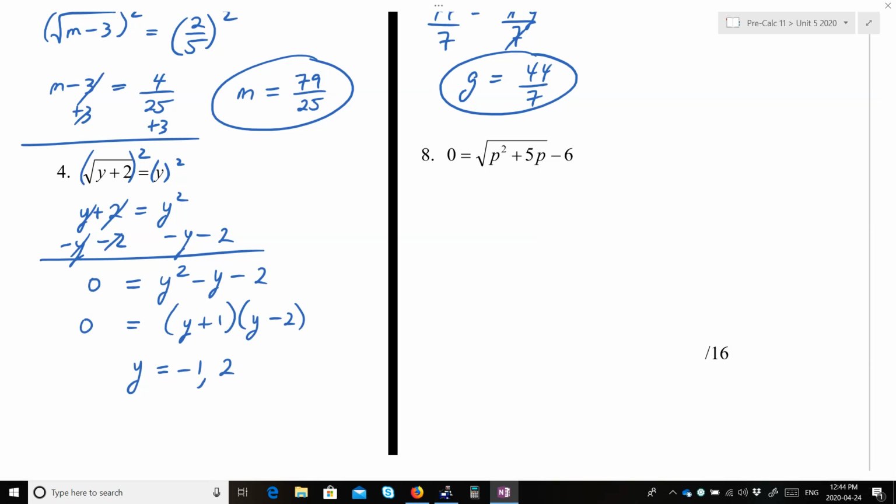We're going to have to reject negative 1. So that one gets rejected. If you go and check it in the equation, it doesn't work. 2 works, so y equals 2 is the answer.